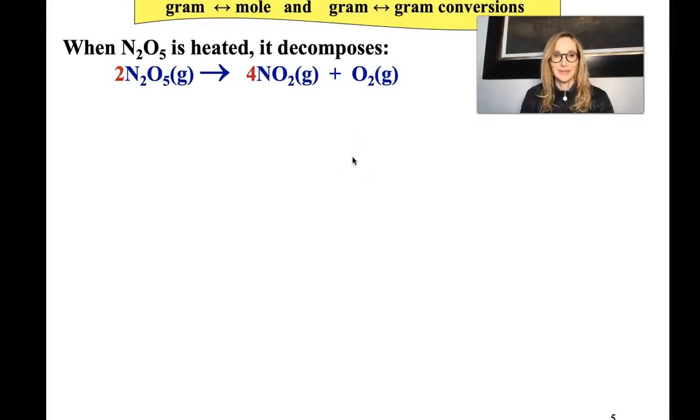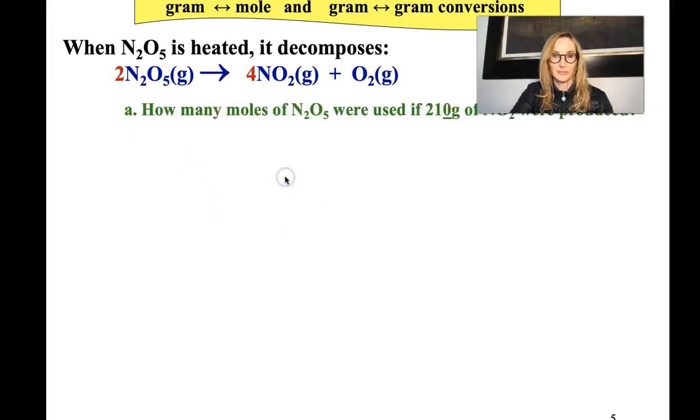Welcome back, class. Now we're going to look at what you're going to be doing most commonly, which is gram to gram conversions. First we'll do gram to mole, which is again chapter 6. But typically when you do stoichiometry, you're trying to figure out if you start with grams of this, how many grams of this will you get? Or if you need to make so many grams of this, how many grams of this starting material will you need to use?